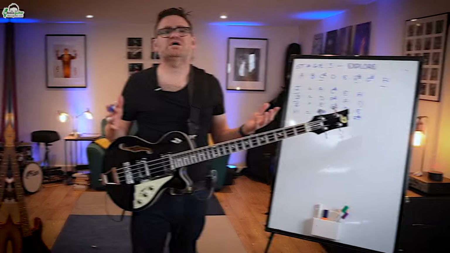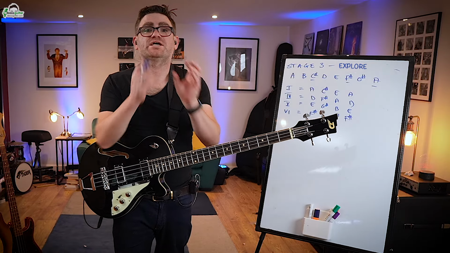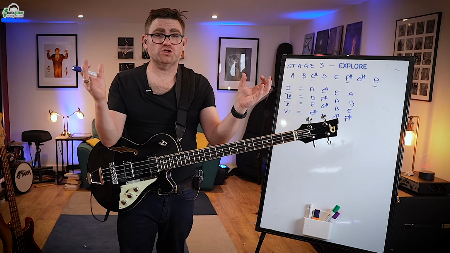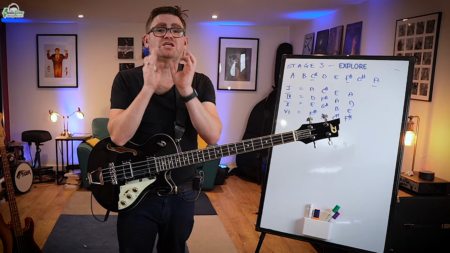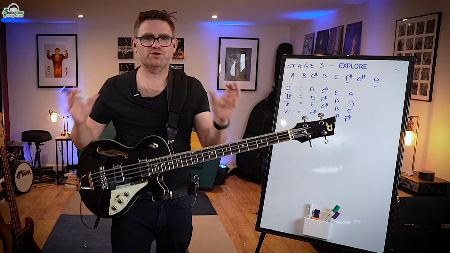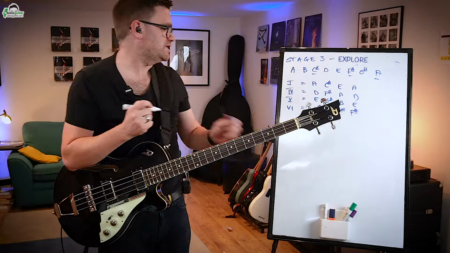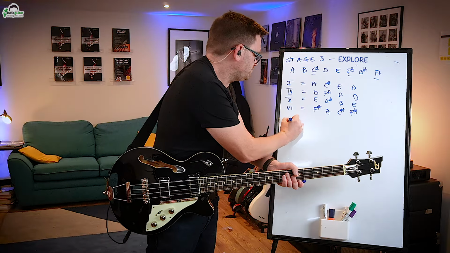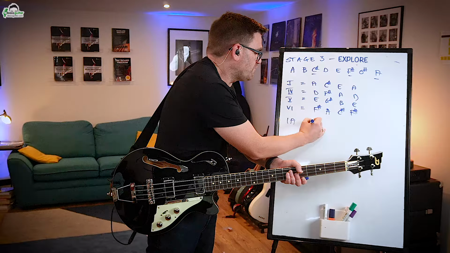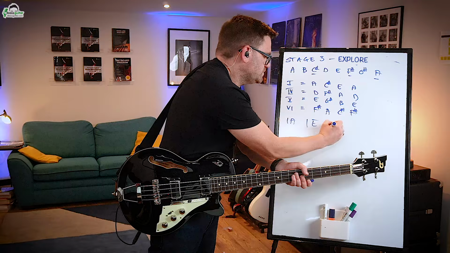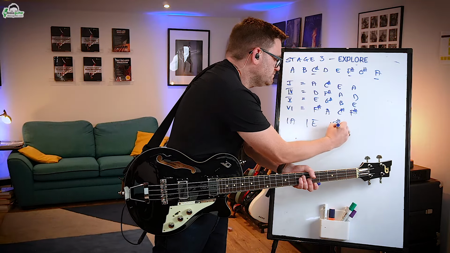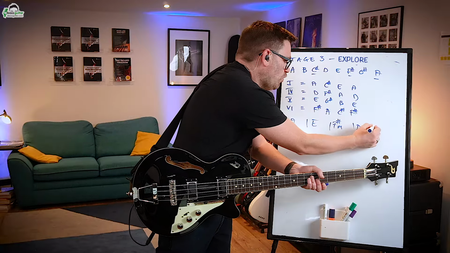So what we're going to do now in stage 3 is create some riffs to play over our new chord sequence. So I'm going to give you the chord sequence, then we're going to learn 3 riffs to play over it. So the chord sequence we're going to use is a bar of A, a bar of E, a bar of F sharp minor, and then a bar of D.